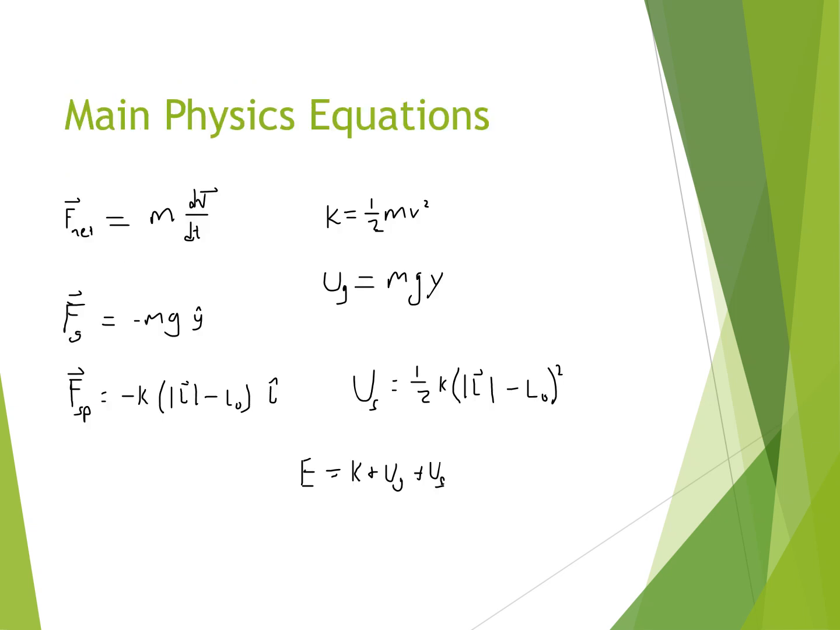The main physics equations in this lab were the net force, which is the mass times dv over dt, the force of gravity, which is negative mg, the force of the spring, which is negative k times the stretch times L, the kinetic energy, which is 1/2 mv squared, gravitational potential energy, which is mgh or mgy, the spring potential energy, which is 1/2 k times the stretch squared, and the total mechanical energy, which is kinetic plus potential of the spring and gravity.